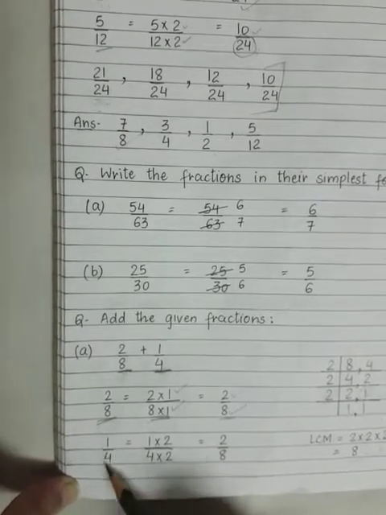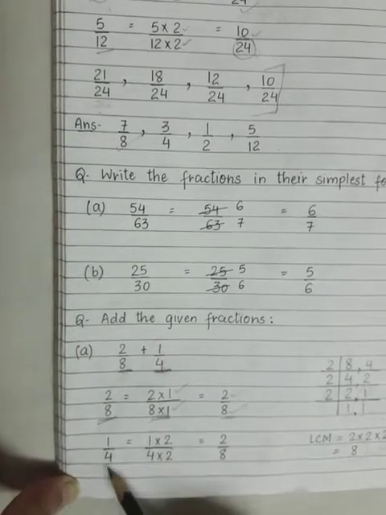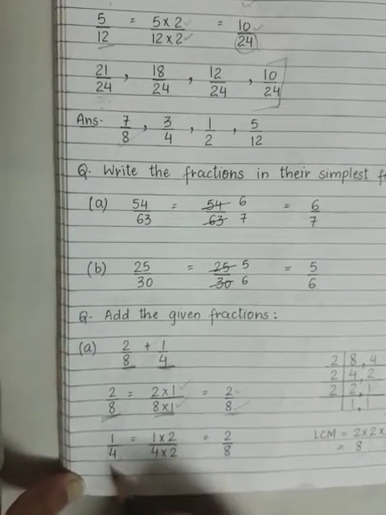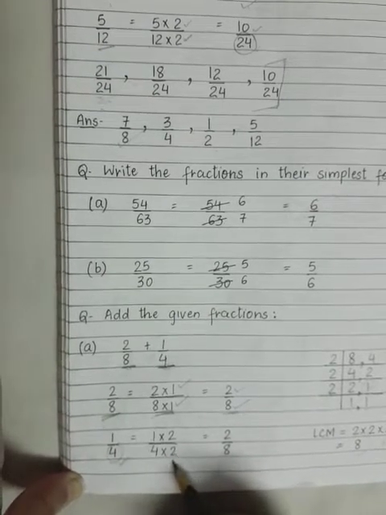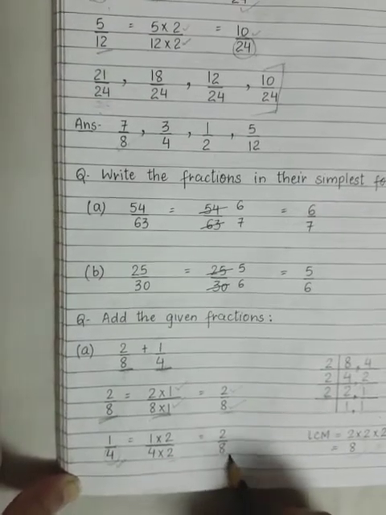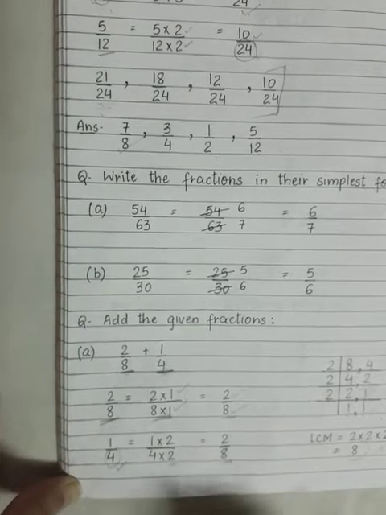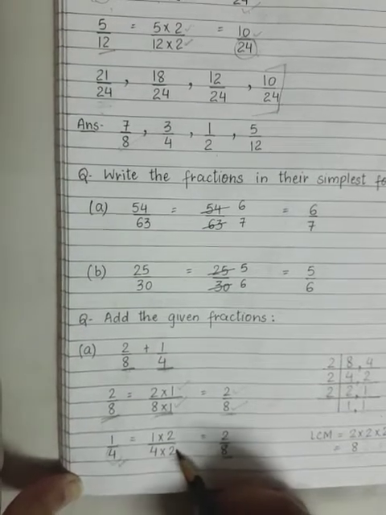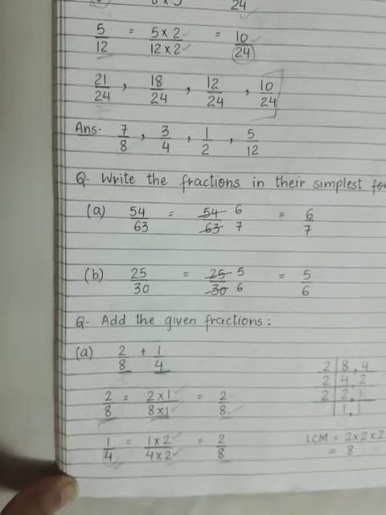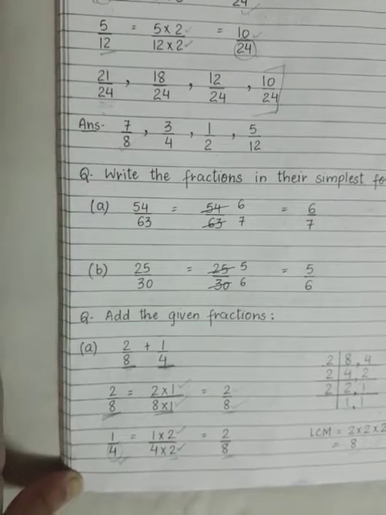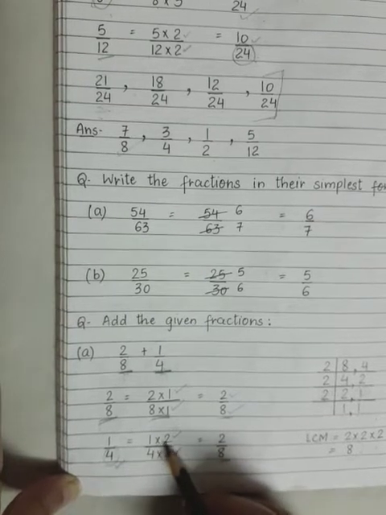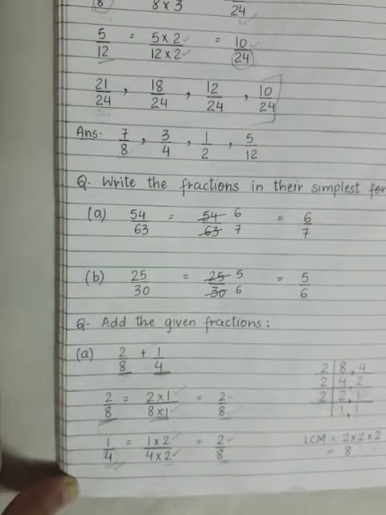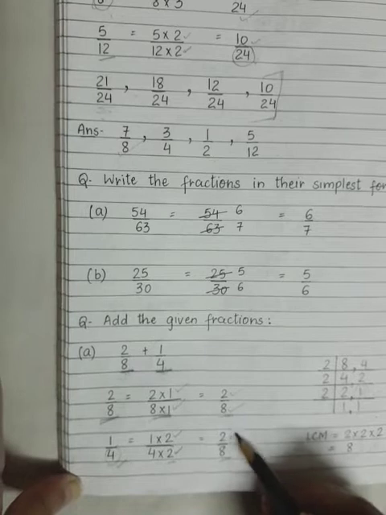Now, 1 upon 4, the other fraction was 1 upon 4. Now, this is 4. How can this 4 become 8? 4 multiplied by 2 gives us 8, right? And again following the same rule, the numerator and the denominator get multiplied by the same number. Okay. So, that is why we multiply by 2 in the numerator also. 1 multiplied by 2 is 2. Now, we have got 2 upon 8 here also.